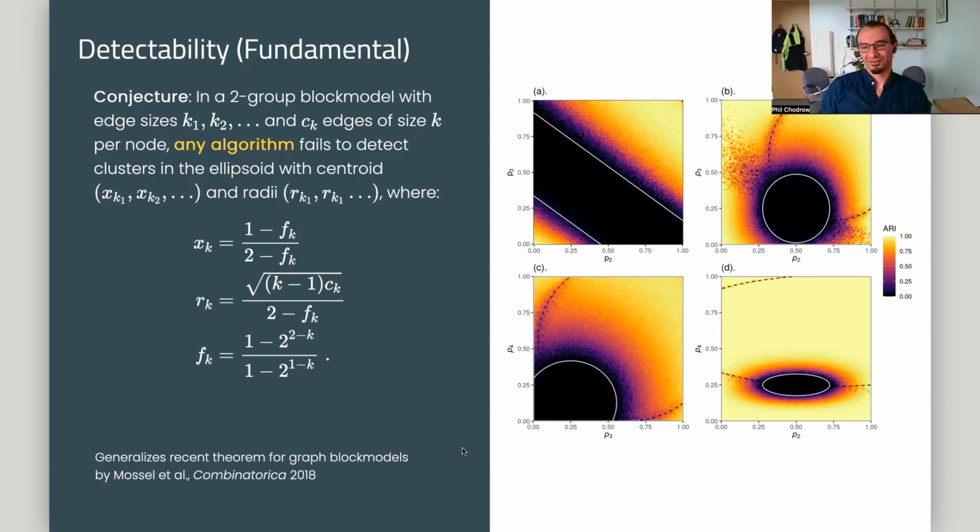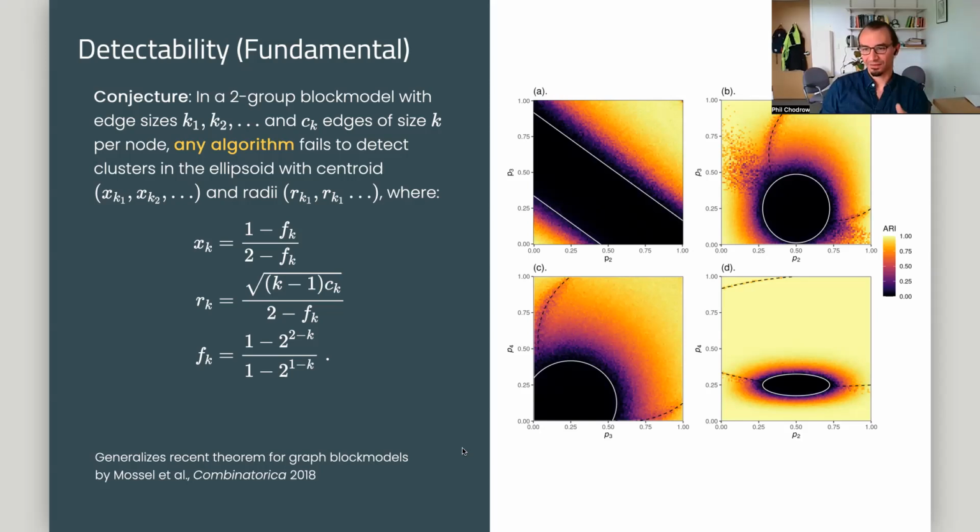So this is the main story. This is the development of a non-backtracking method for learning about the clustering task in hypergraphs. And in particular, we found that through this method and through some theorems about the eigenvalues of this operator, we're able to develop conjectures about when this problem is tractable at all for any algorithm.